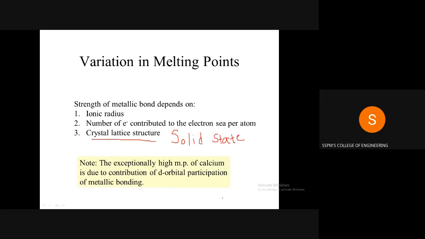But the exception case is calcium. Calcium has the higher melting point because of the contribution of d orbitals. When the d orbital is contributed in the metallic bonding, there is a high melting point. So it is an exception case. Remember that calcium has a higher melting point due to d orbital participation in metallic bonding.